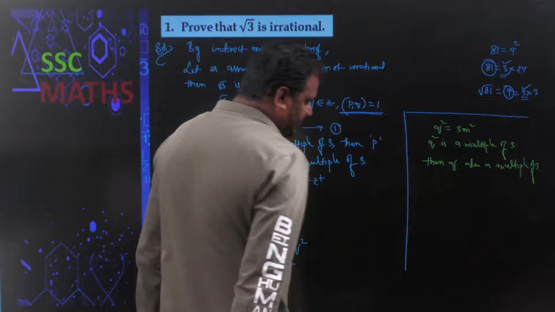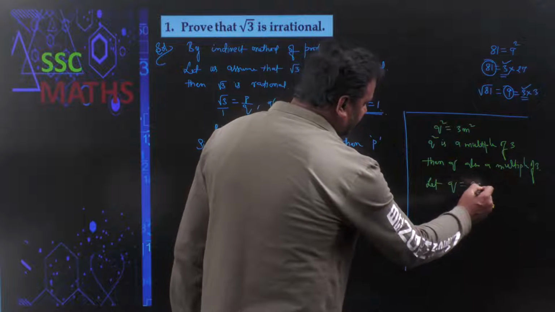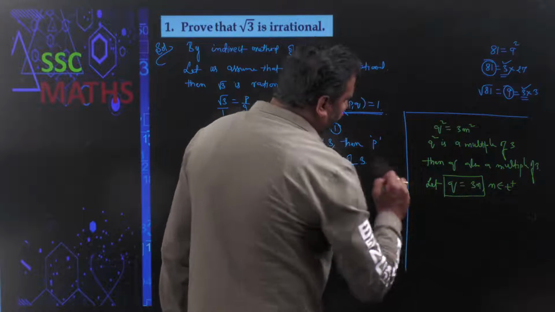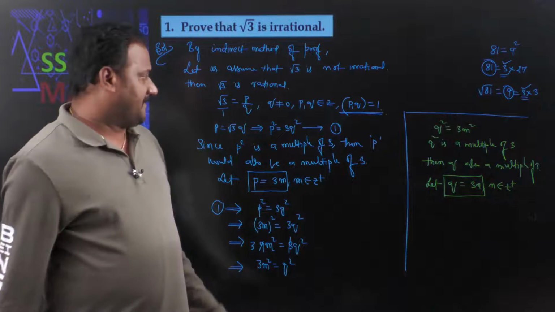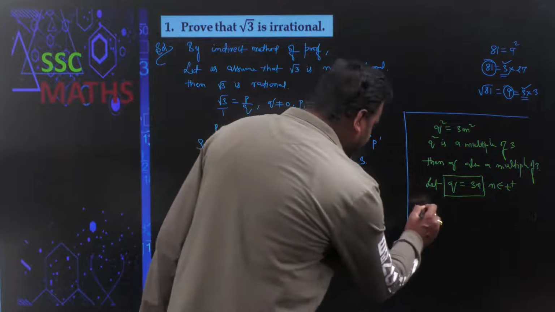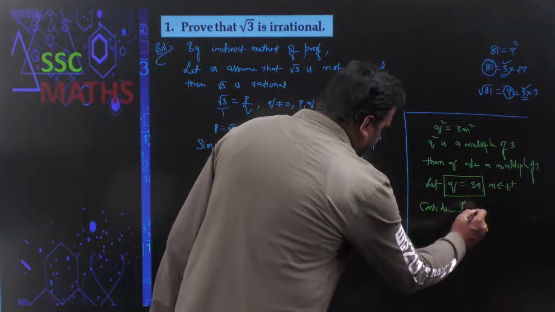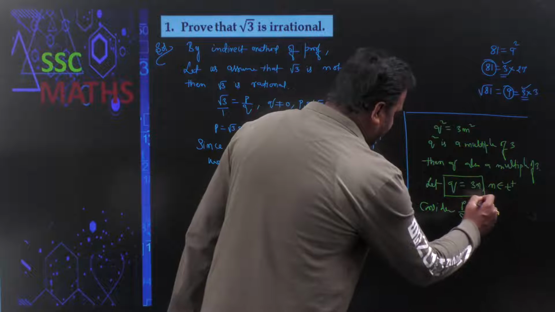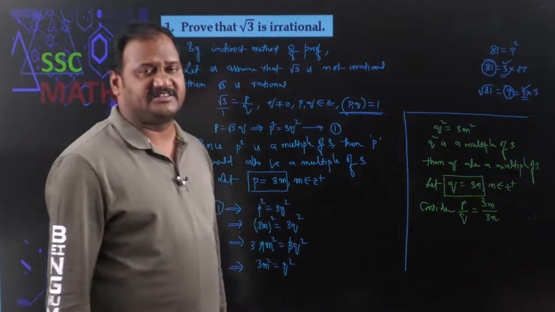Since q is a multiple of 3, can I take q is equal to 3 into n, where n is any positive integer, right? So q can also be expressed as 3 into something. P is equal to 3 into something, q is equal to 3 into something. Now I am going to consider p divided by q. What is p here? P is equal to 3m divided by q is equal to 3n. So 3m divided by 3n. What is 3m divided by 3n?